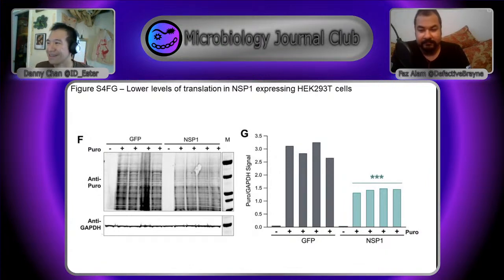And the bar graph maybe shows it a bit clearer. You get less dark bands in general when NSP1 is around. If you blur your eyes slightly, you can sort of see that side of that blot is darker. But I don't have to blur my eyes, I can see it. Look at the fourth figure.